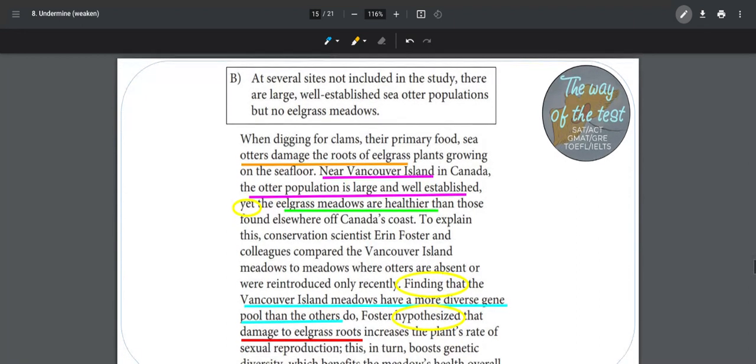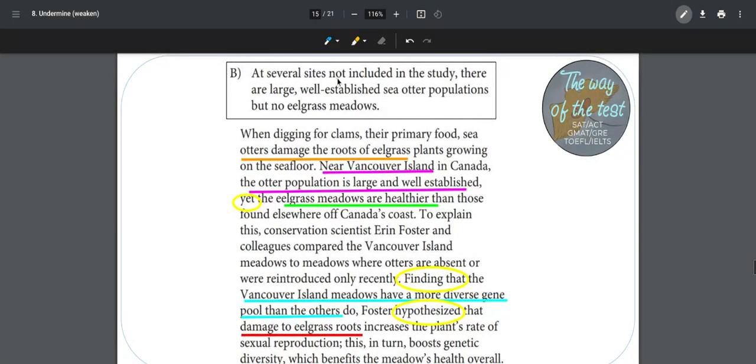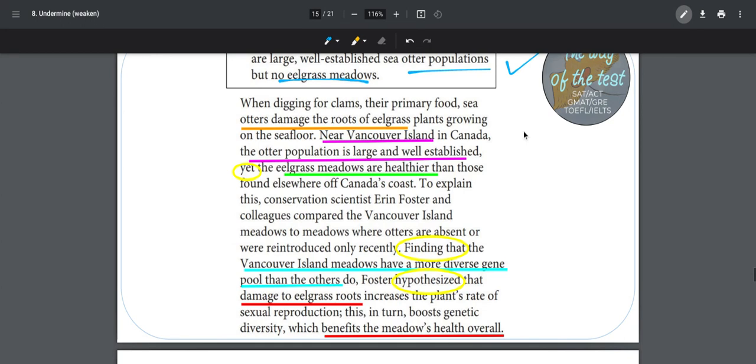At several sites not included in the study, okay, another case, not the same case, a different case, there are large, well-established sea otter populations, but no eelgrass meadows. Okay, what is it saying? I'm going to let it pass because it's talking about the same thing. It's talking about another site that can be a similar case that doesn't work. And we have sea otter populations, and there are no eelgrass meadows. It's not talking about the damage, though, and it's not talking about the possible health, but we're going to let it pass. We're going to move on to the next one.